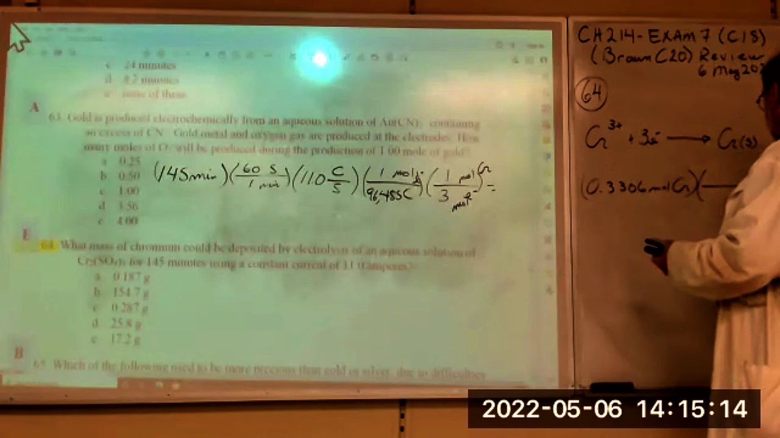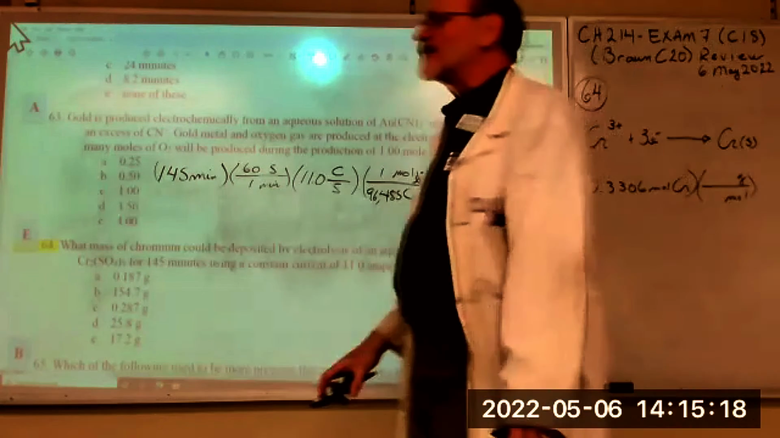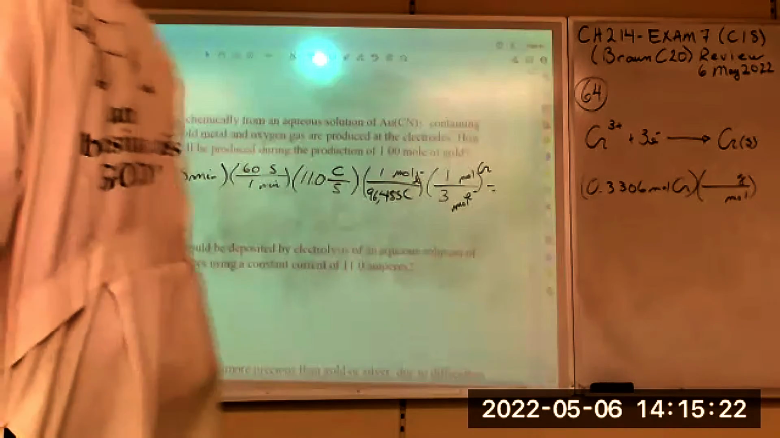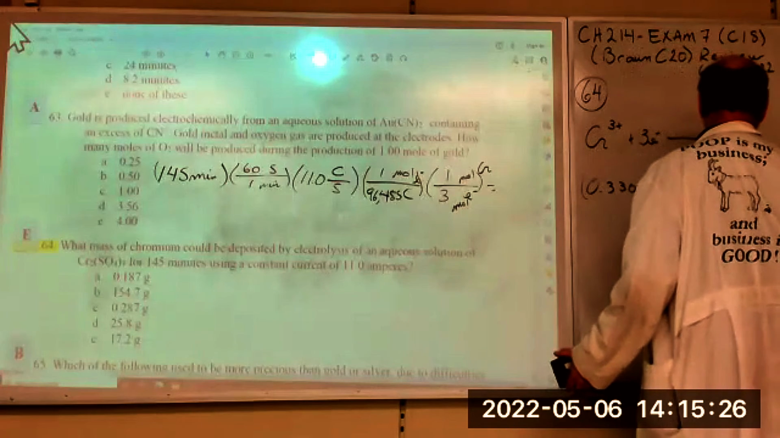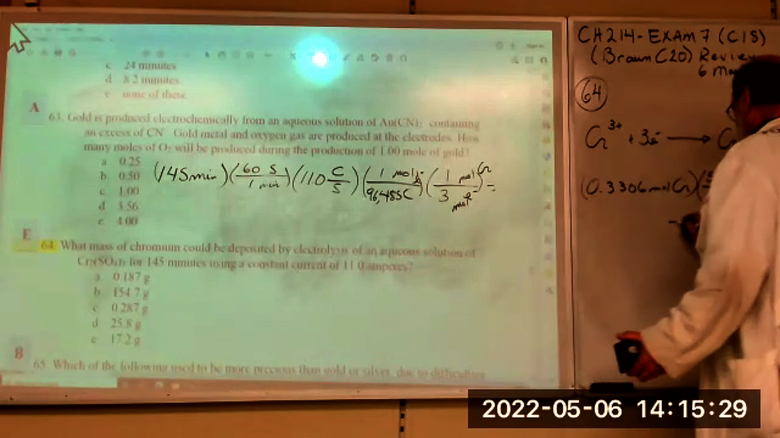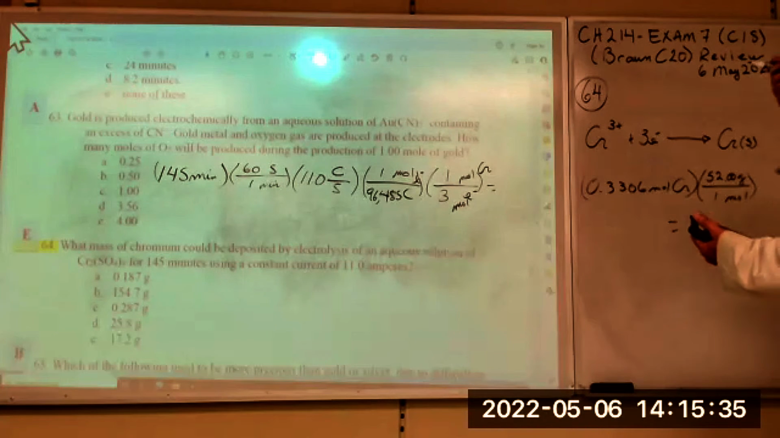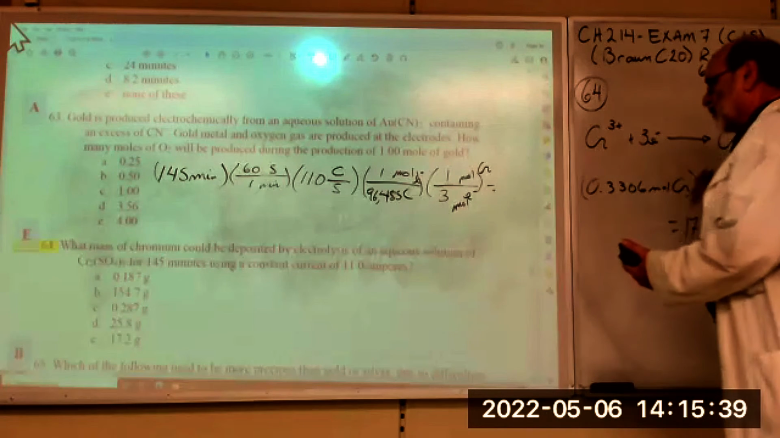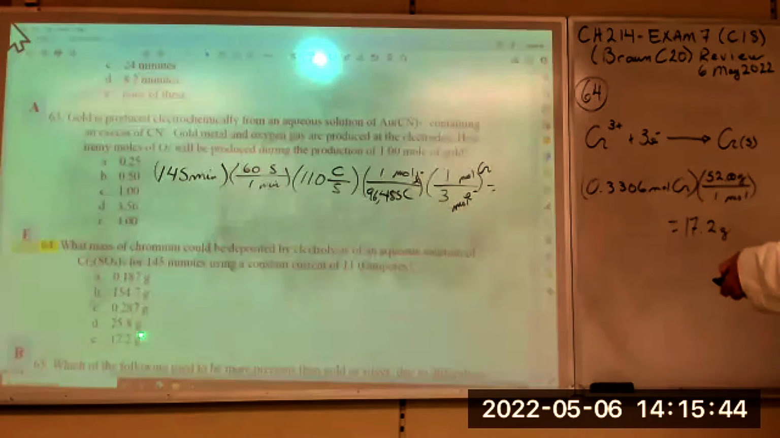So all we need now is the molar mass of chromium. And let's see if I can see that bar. 52.00, rounded off. Okay, so I'll multiply this times 52. And that's 17.2 grams. See, there it is.